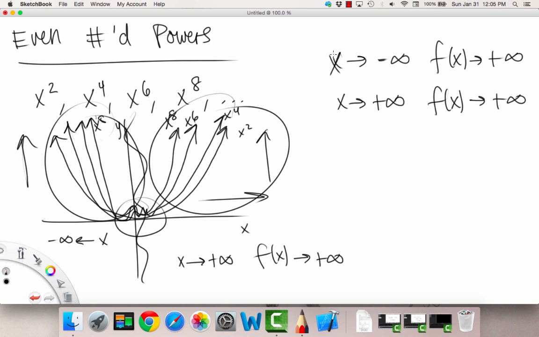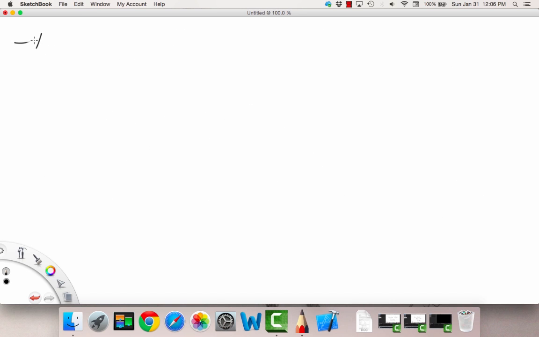Another way we could consolidate these notations into one is to say, as x goes to positive and negative infinity, our function values f of x go to positive infinity as well. I'll show you on the next slide. Let's say we have negative x squared, negative x to the 4th, negative x to the 6th, negative x to the 8th, etc.